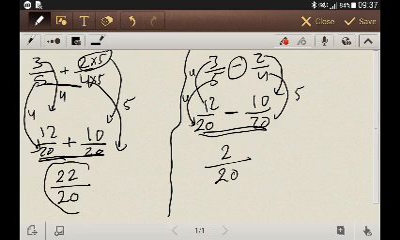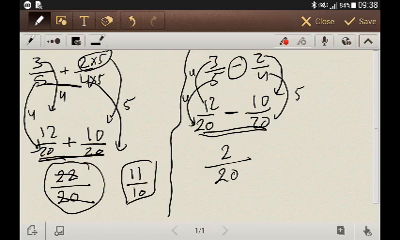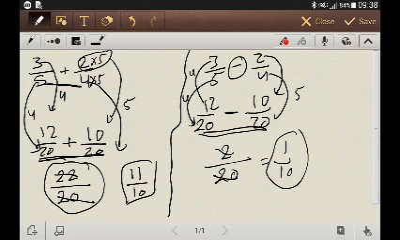After that, you can look at 22 over 20. Both of them are even numbers, so both of them are divisible by 2. Divided by 2 gives you 11. Divided by 2 gives you 10. And here both of them are divisible by 2. Divided by 2 gives you 1. Divided by 2 gives you 10. These are the final, or the simplest form, of these fractions. And that's it.